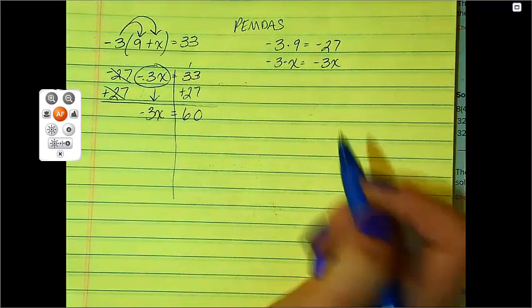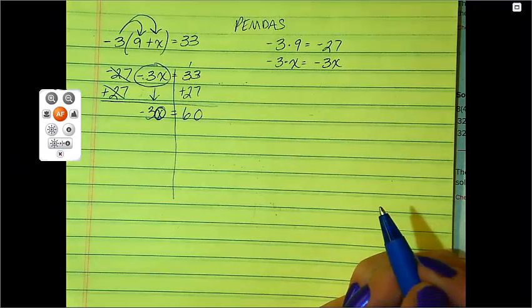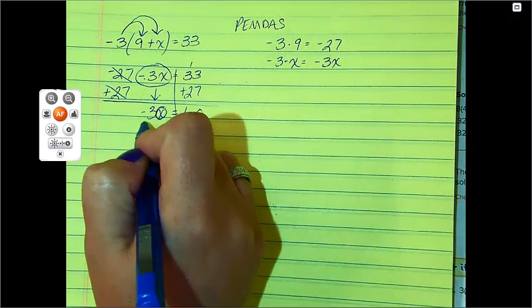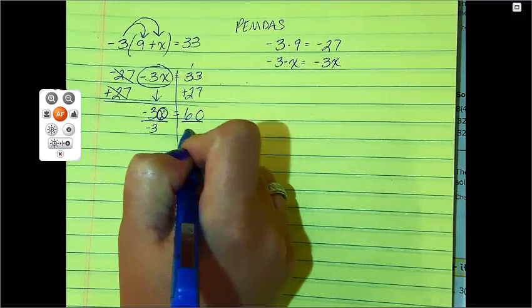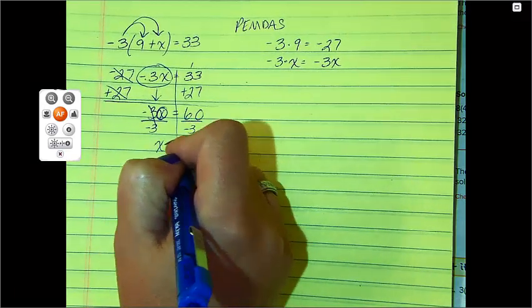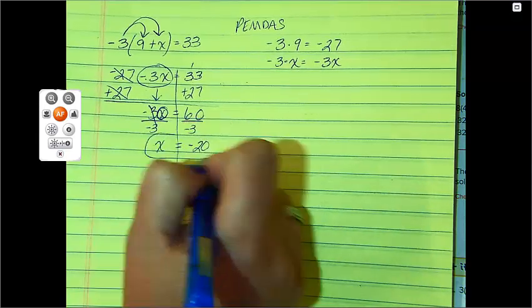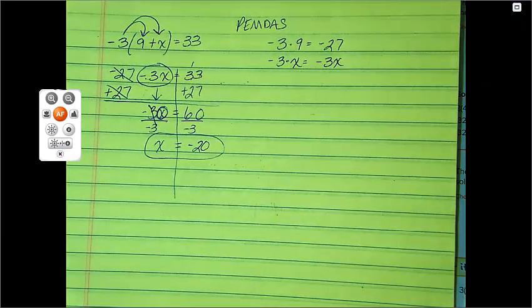Okay? Now I want to get this variable by itself. And as it stands right now, I'm taking -3 times x. So I'm going to divide both sides by -3. So I have an x left over. 60 divided by -3 is -20. Okay? If you have questions about that, make sure you come in and ask us. Let's go on to the next example.